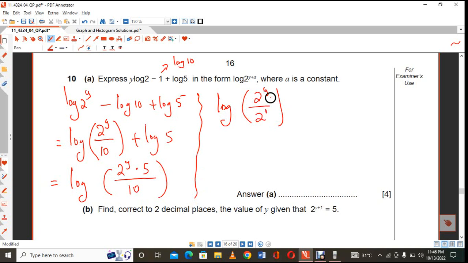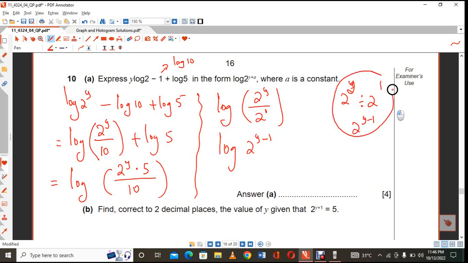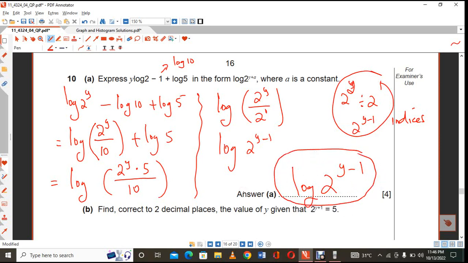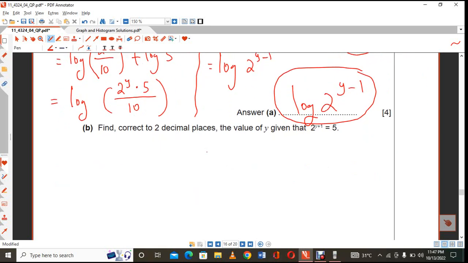Now, remember indices, if you are dividing and the bases are the same, what do you do with the indices? Yes, you subtract them, so it's log 2 to the power y minus 1, okay, because the bases are the same, so that's like 2 to the power y divided by 2 to the power 1 is the same as 2 to the power y minus 1, okay? So this is from indices. Okay, so definitely my answer is then log 2 to the power y minus 1. And that is what they were looking for in that question. So it's a combination of logs and also your knowledge on indices.